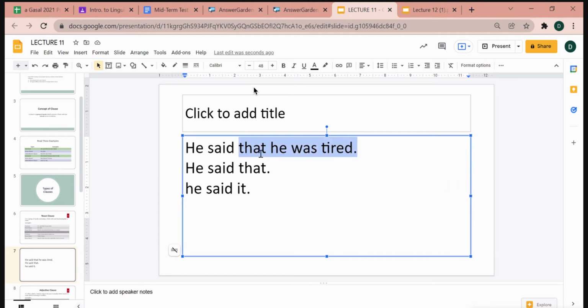Jadi saya mau bilang that he was tired boleh, saya bilang that saja boleh, saya bilang it saja boleh, karena that he was tired, that and it are interchangeable, saling menggantikan. Bedanya apa? Bedanya kalau it ya pronoun atau sebagai objek posisinya di sini. Ini juga noun. Tapi kalau sudah that he was tired, ini adalah noun clause. Kenapa noun clause, ma'am? Because we have finite verb was here, while that and it doesn't contain any finite verb.